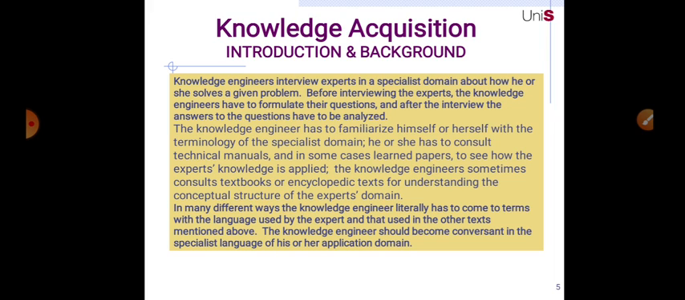Before interviewing the experts, they have to list out their questions and ask them, and after getting the answers, they have to analyze these answers against the questions. The knowledge engineer has to familiarize himself or herself with the terminology of the specialist domain. He or she consults technical manuals, or in some cases learned papers, to see how the expert knowledge is applied. The knowledge engineers sometimes consult textbooks and encyclopedia texts for understanding the conceptual structure of the expert's domain. They have to refer to those articles to confirm the knowledge which they collected from the particular experts.